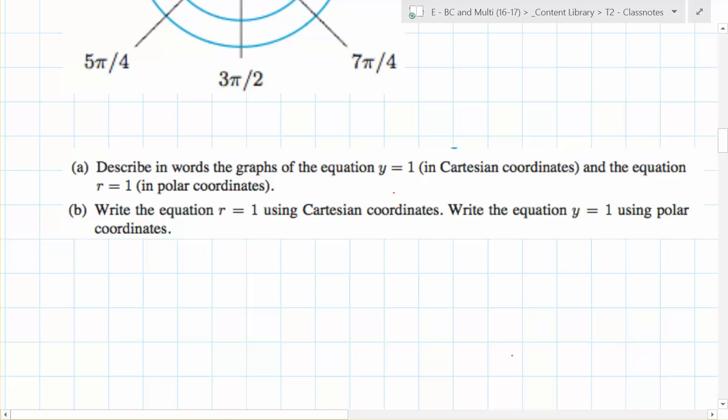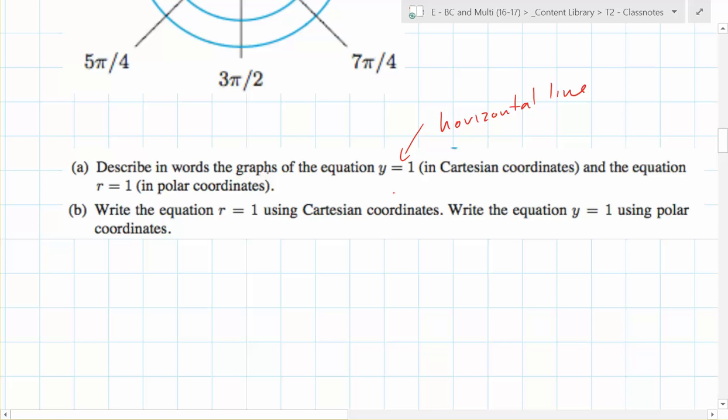Let's look at A here. Describe in words the graph of y equals 1 in Cartesian coordinates and the equation r equals 1 in polar coordinates. So y equals 1, what is that? It's just a horizontal line, right? Yay, exciting.